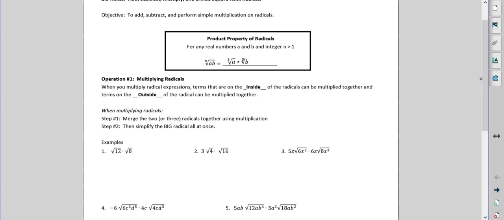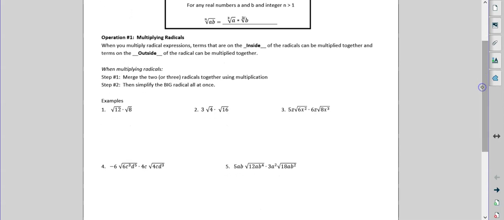All right? So what do we do? When you multiply expressions, terms that are on the inside of the radicals can be multiplied together, and terms on the outside can be multiplied together. So inside, inside, outside, outside. So merge the 2 or 3 radicals together by multiplication, then simplify all at once. So we have 12 times 8, okay? Radical 12 times radical 8, but still 12 times 8, which is square root of 96.